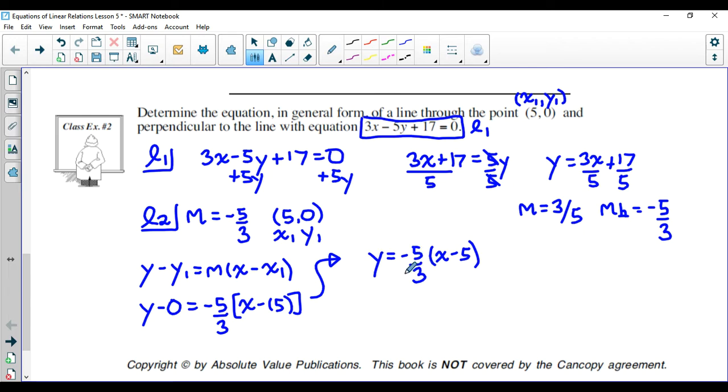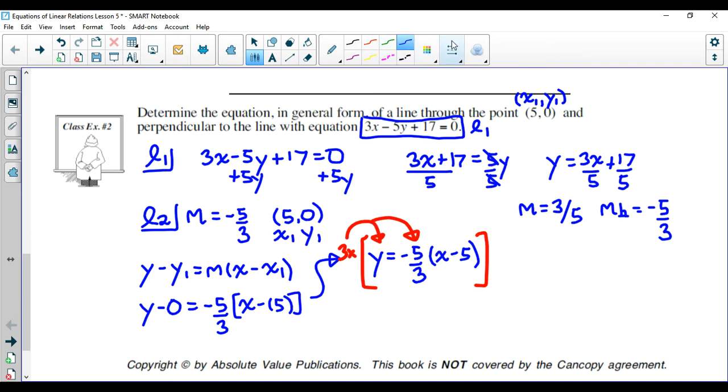Now, the problem here is to get it in general form, we don't want to have any fractions. So what I want to do immediately is I want to get rid of this fraction. So we're going to put this entire equation in a set of brackets. And to get rid of this fraction, I'm going to multiply the entire equation by the lowest common denominator. But since there is only one denominator, that's going to be 3. So we're going to multiply by 3 every term in the equation.